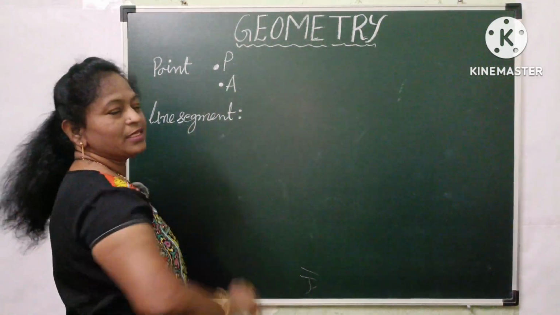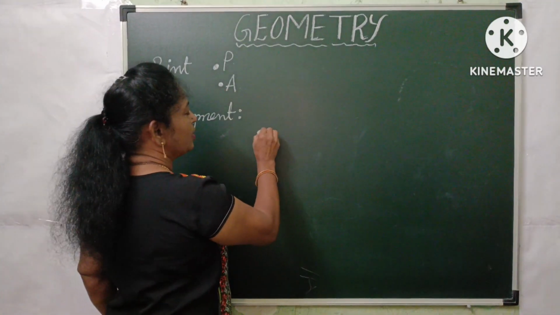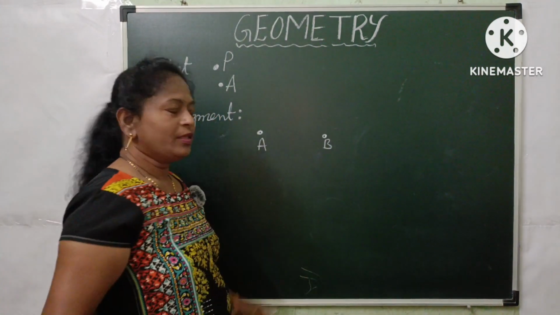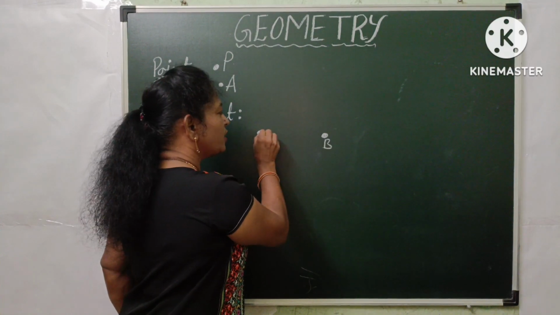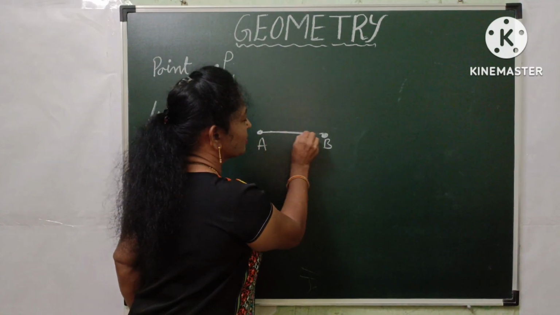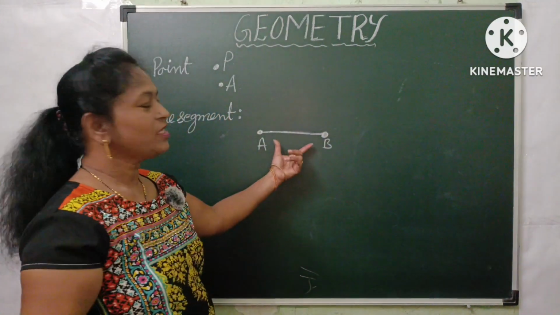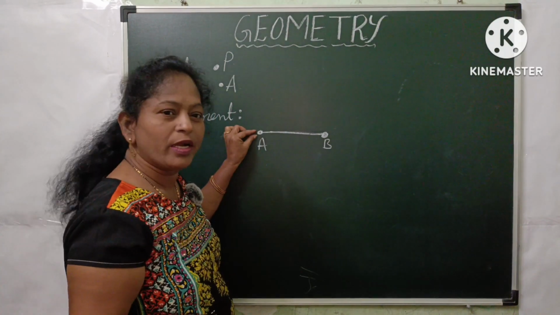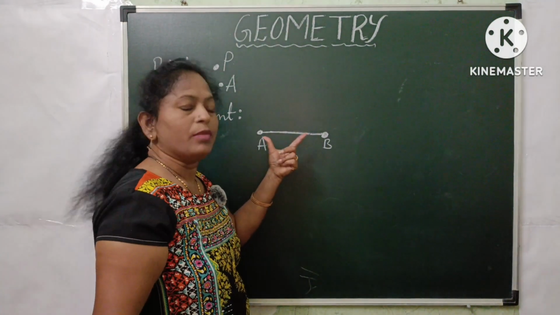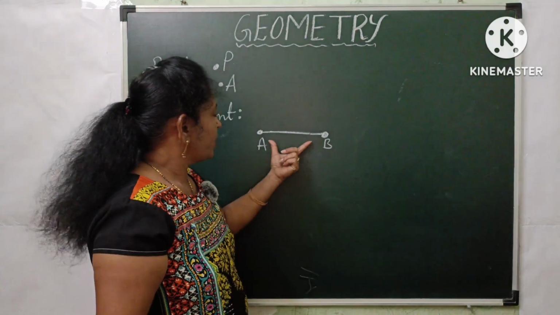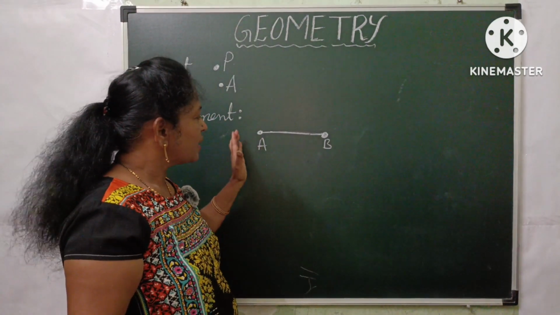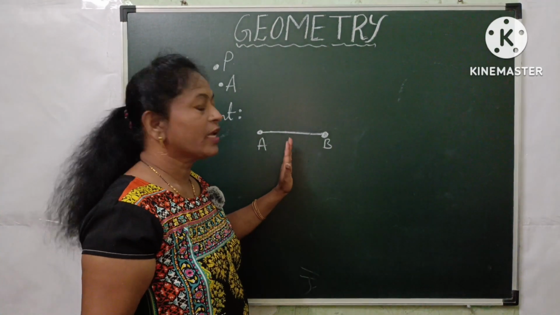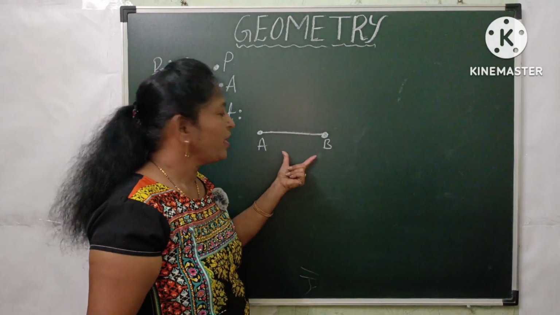Line segment means suppose here is point A and here is point B. These are two points. If you join these two points, it is called a line segment. A line segment has a starting point and an ending point. We can measure its length. It can be measured.